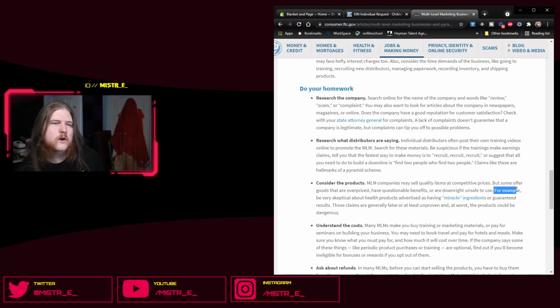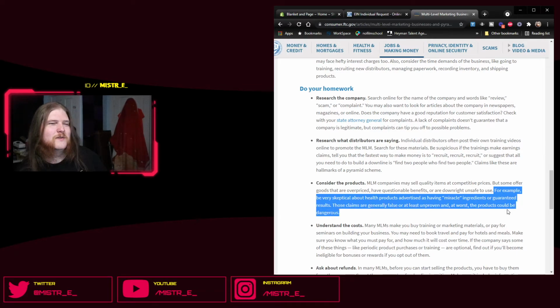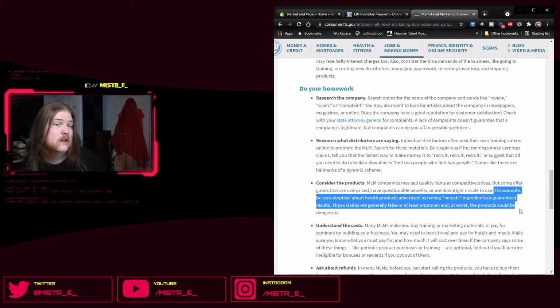So they have some examples here. For example, be very skeptical about health products advertising as having miracle ingredients or guaranteed results, right? Those claims are generally false or at least unproven, and at worst, the product could be dangerous.